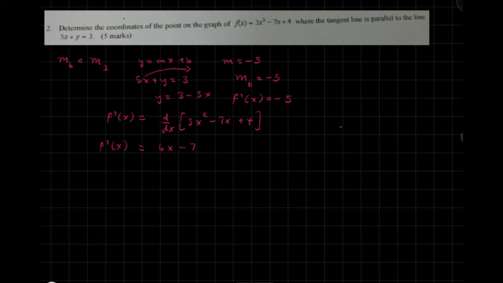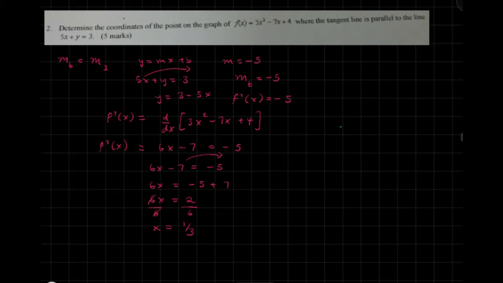Okay, so we know that the derivative function is 6x minus 7. This is the slope of the tangent at a single point of x. We want to figure out when the slope of the tangent is equal to negative 5, so I'm going to equate this to negative 5. So we have 6x minus 7 is equal to negative 5. I'm going to move the 7 to the other side. 6x is equal to negative 5 plus 7. 6x is equal to 2. If I want to solve for x, I'm going to divide by 6. X is equal to 1/3.